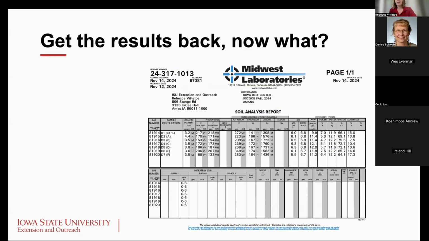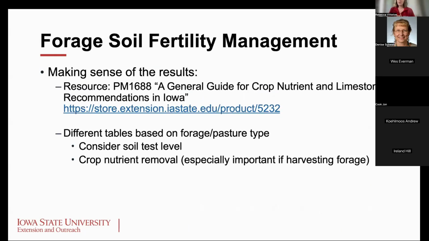these results mean? So a really good resource we use to help make sense of these results is the publication PM 1688, a general guide for crop nutrient and limestone recommendations in Iowa. So I have the URL here on the screen. This is a publication that you can download as a PDF for free from our extension store. Or if you'd prefer, you can purchase a hard copy as well. Or if you download the PDF, you could also print off a copy for yourself if you wanted.